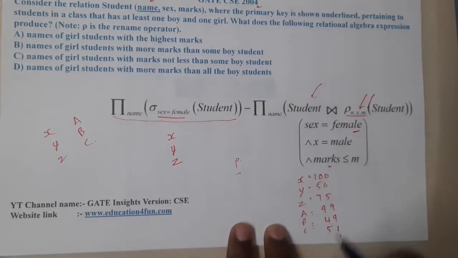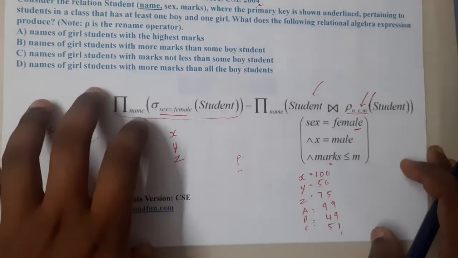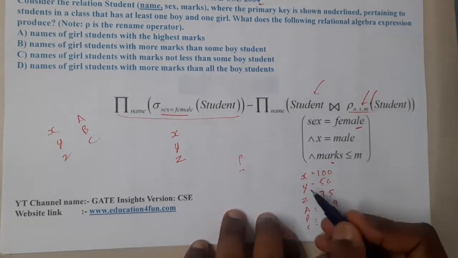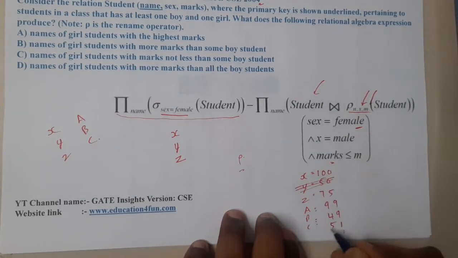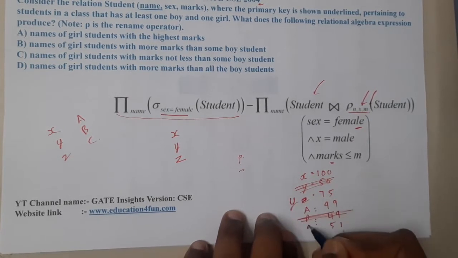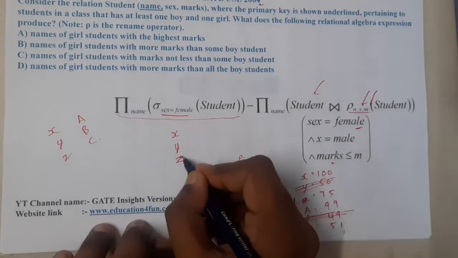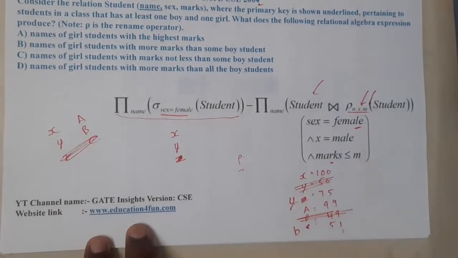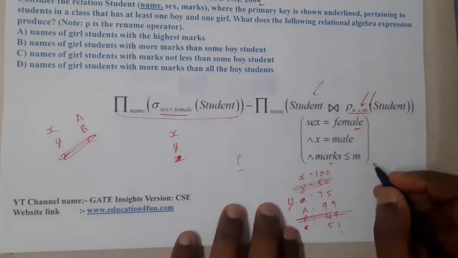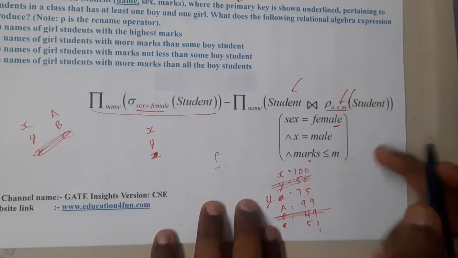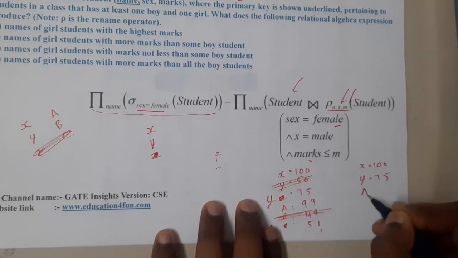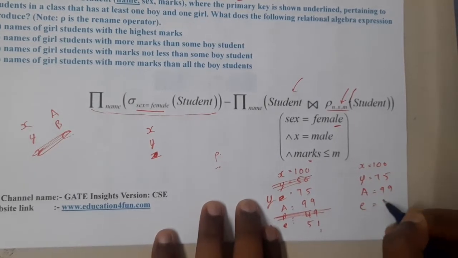In that way, one boy, one girl, one boy, one girl. Even taking 6 will be a bit high, so let us eliminate the last people. Let us eliminate Y here and B here, and rename the remaining ones to Y and B. So X and Y are available, and Z and C have been eliminated. Now let us start. This is the student table, and let me write down the row. This is the student table also: X equals 100, Y equals 75, A equals 99, B equals 51.